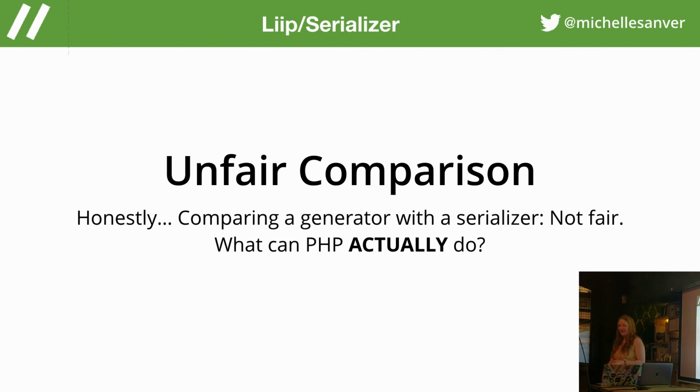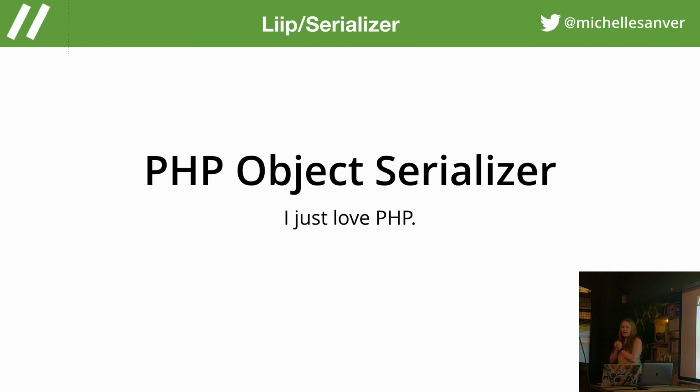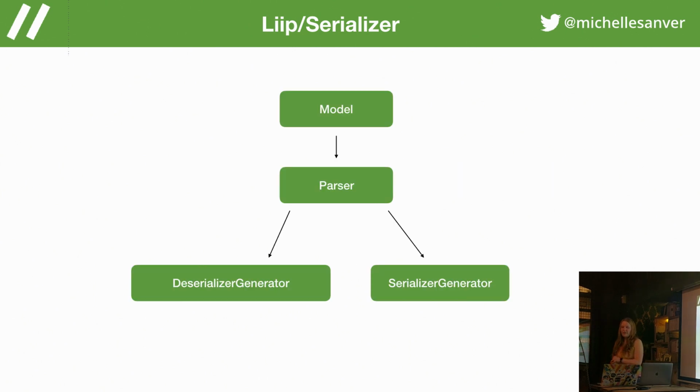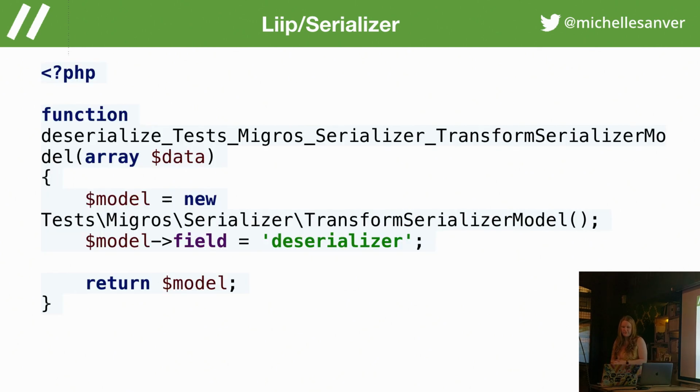What can PHP actually do? So enter what we created, PHP object serializer. The way it works, we have the same model with the same annotations. Then we parse all those annotations, and then we have a deserializer generator and a serializer generator. And then we get something like this. And this is extremely, extremely simplified. Because in a majority of cases, this would be over 200,000 lines of generated code that you cannot read. But this is simplified.